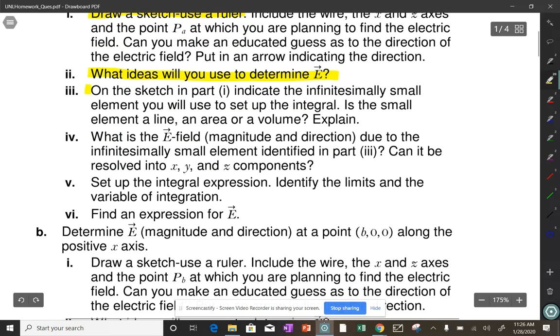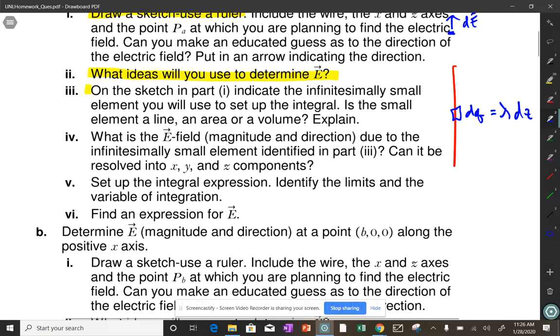Then this here, what is the electric field magnitude and direction due to the infinitesimally small element identified in part 3? So you will have had on your diagram, here's the wire, and I think this is the one where your point is up here, and then you should have there an arrow, dE, and some little piece down here that's dq equals lambda dz. Right? You should have those drawn. Now, obviously, I didn't draw what I just did with a ruler and whatnot. I'm just making sure you know what you need to have.